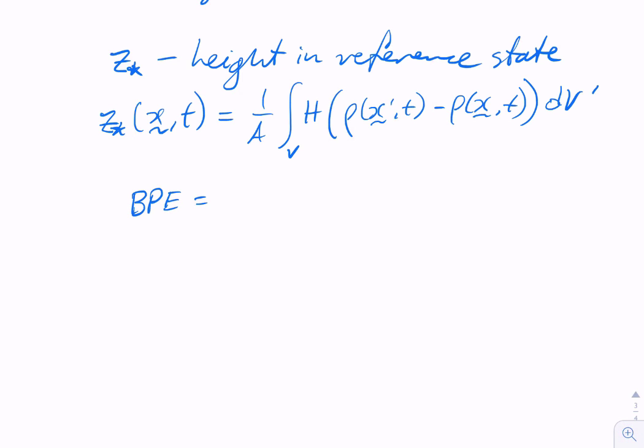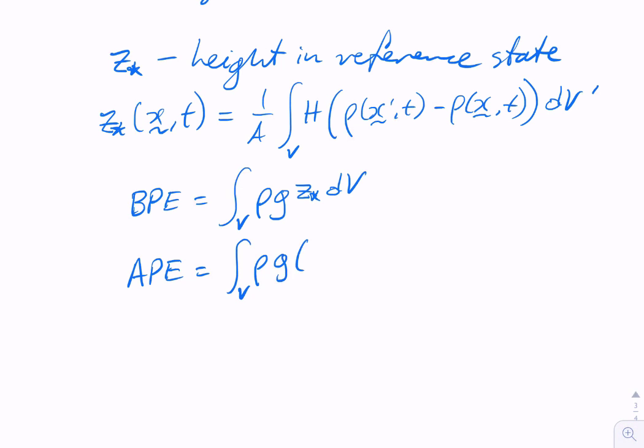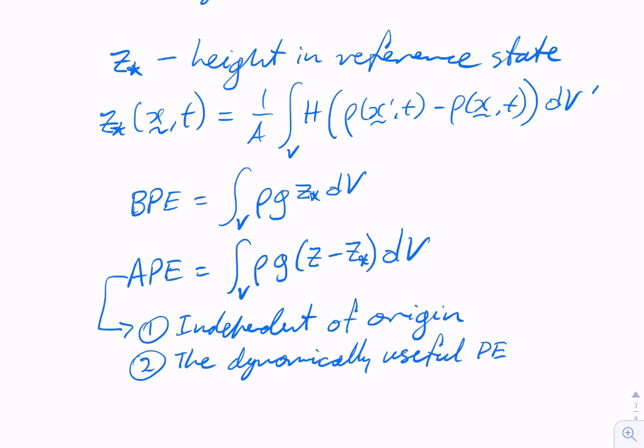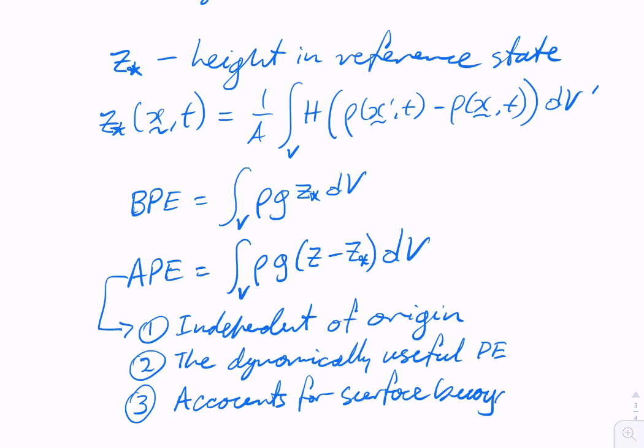That is, BPE simply equals the integral over volume of rho times g times Z star dV. We can then write APE as the integral over the volume of rho times g times (Z minus Z star) dV. The advantages of using APE as our measure of potential energy in the ocean are firstly that it is independent of the origin. Secondly, that it captures the only part of GPE that can be converted into kinetic energy, that is, the dynamically useful part of GPE. And thirdly, we show below that it can account for the effect of surface buoyancy fluxes on ocean energetics.